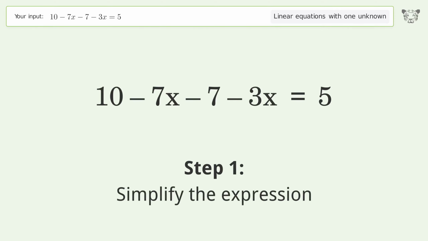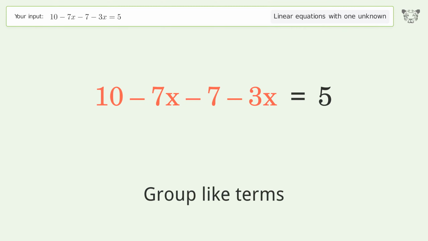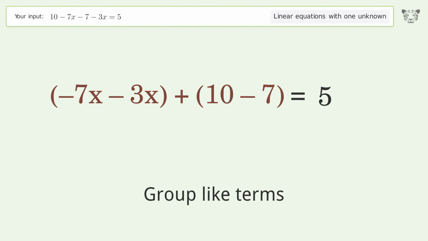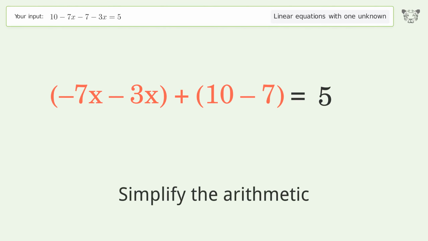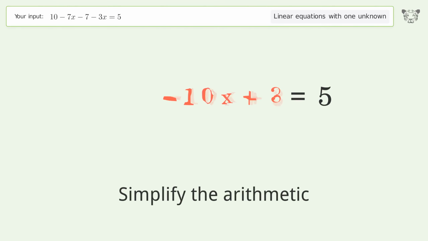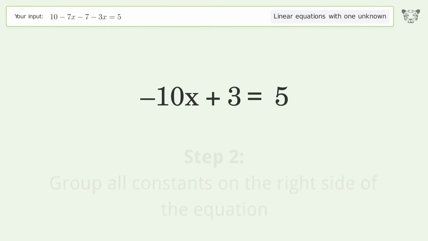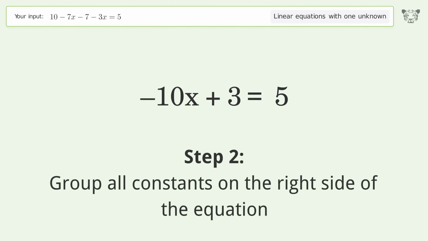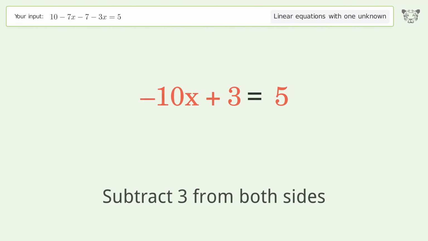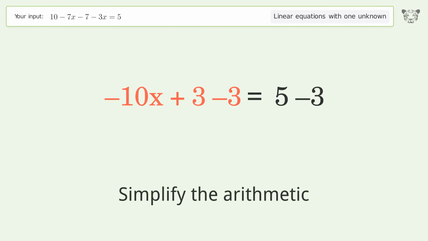Simplify the expression. Group like terms. Simplify the arithmetic. Group all constants on the right side of the equation. Subtract 3 from both sides. Simplify the arithmetic.